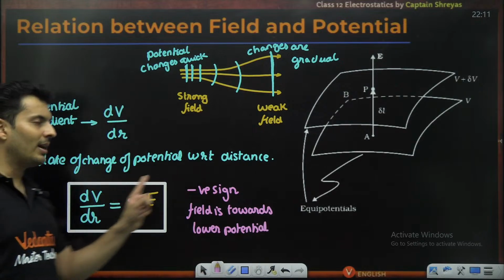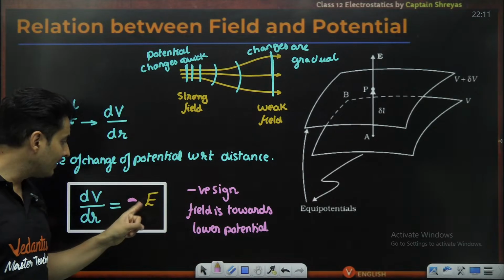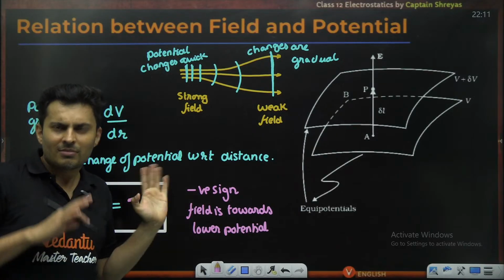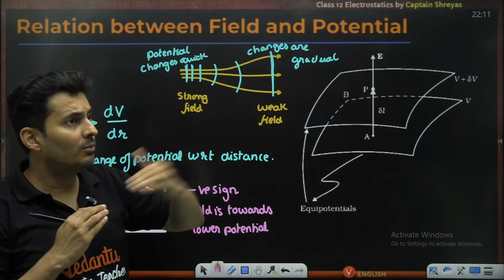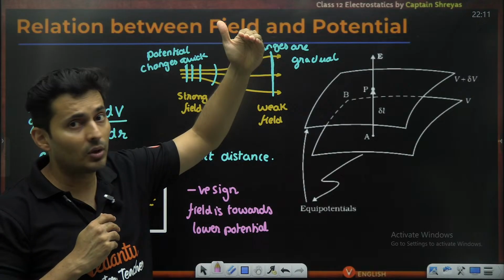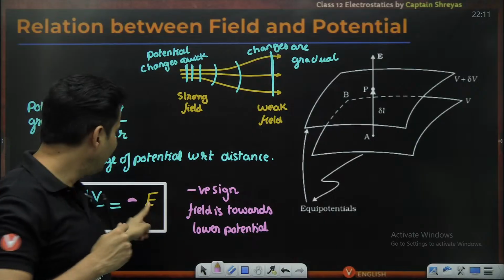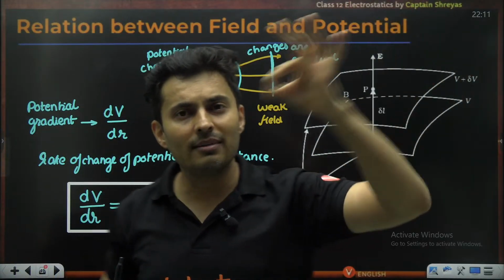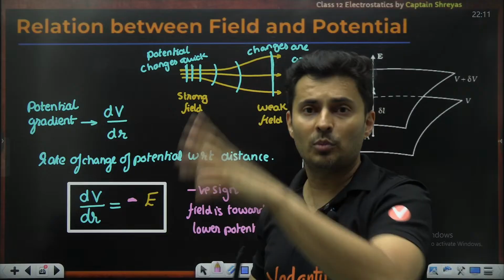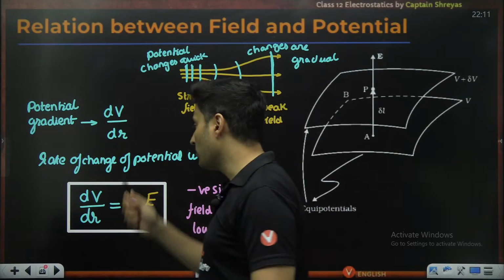So if I go from one place to another and I find the potential is increasing, then the field is opposite to that. That's another way of looking at it. The field will say, no boss, I will always go from high to low, not from low to high. So that negative symbolizes the direction of the field is always towards the lesser potential. So this is a very important formula.